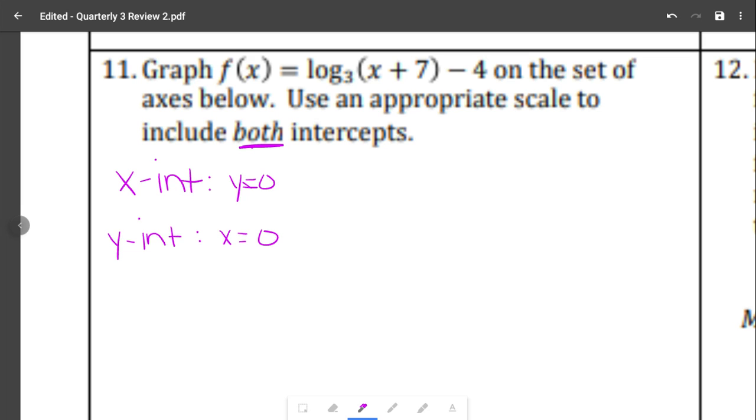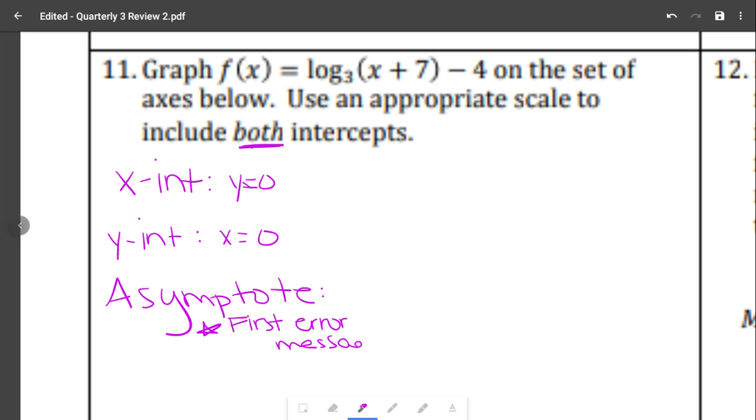And for these, I highly suggest that you also get your asymptote. Remember, you do not want to graph past this. All of this stuff is found on your calculator. The asymptote, remember, is the first error message. And it's always an equation, x equals.